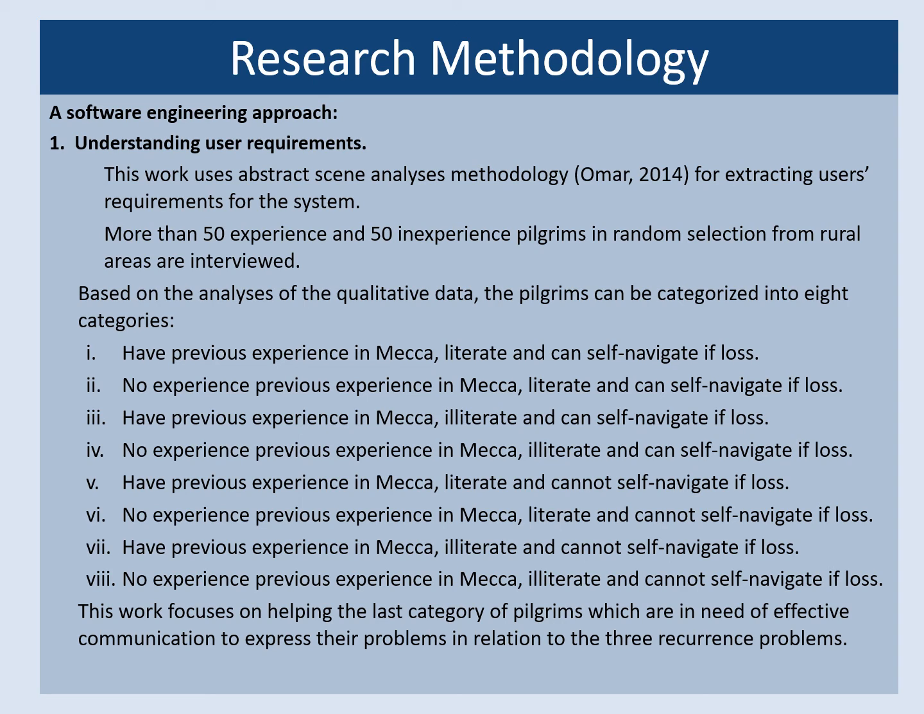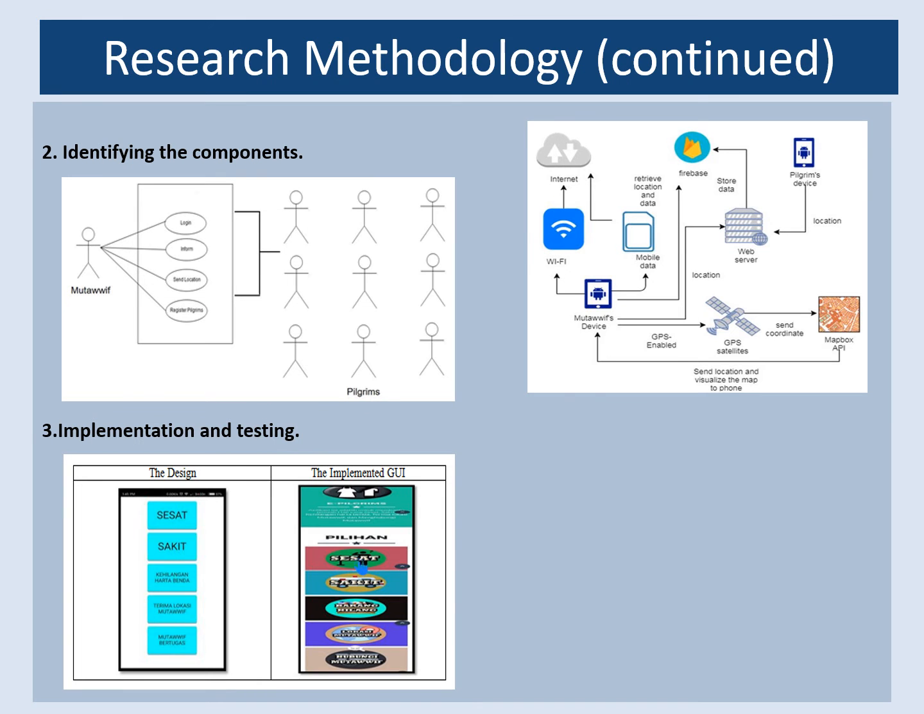Among the 8 categories, the 8th category is the weakest. So this work focuses on helping the last category of pilgrims, which are in need of effective communication to express their problems in relation to the 3 recurrent problems. In the second phase, the components of the system and also the architecture are identified. After the components are identified, the system is designed and implemented, followed by the testing phase.